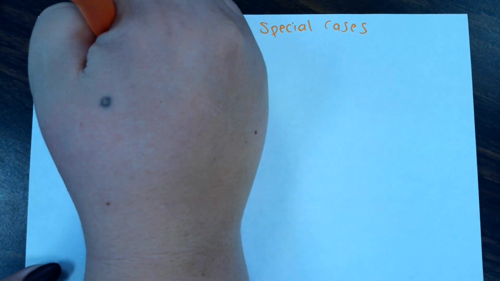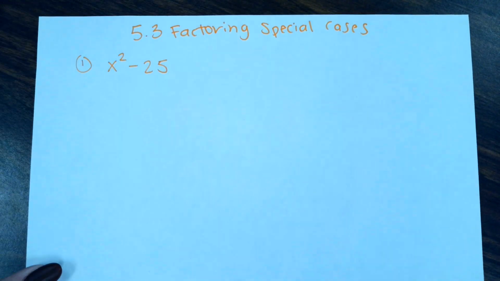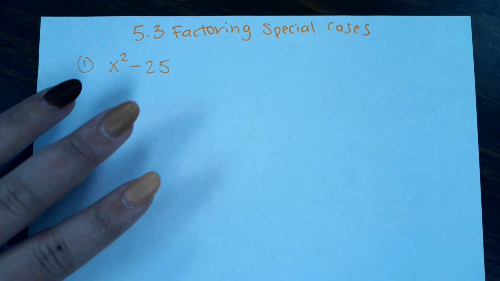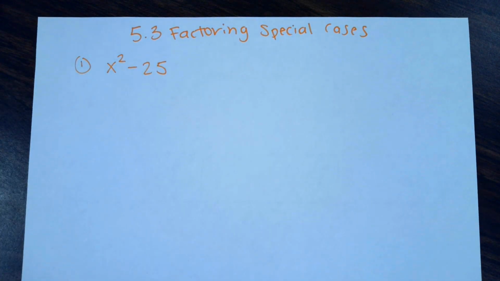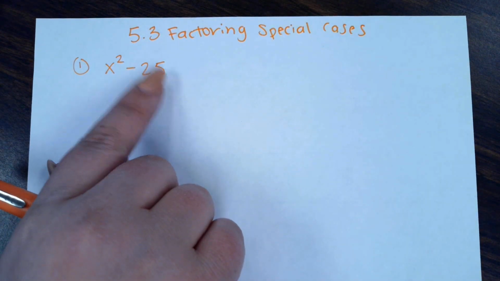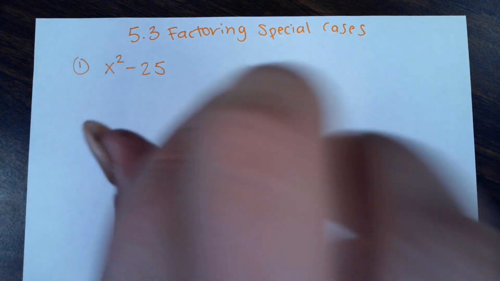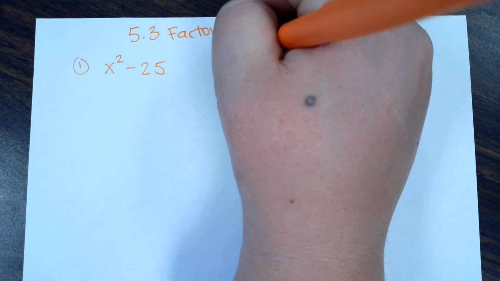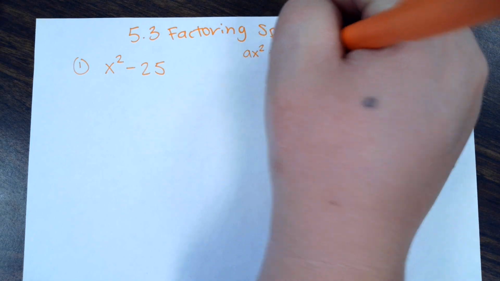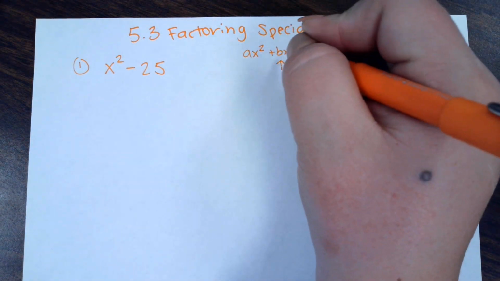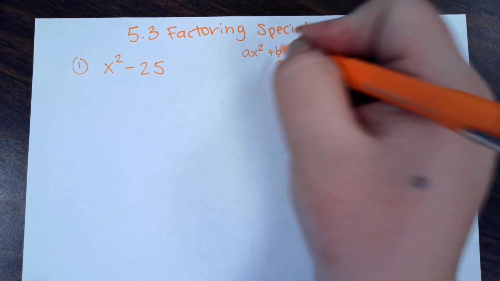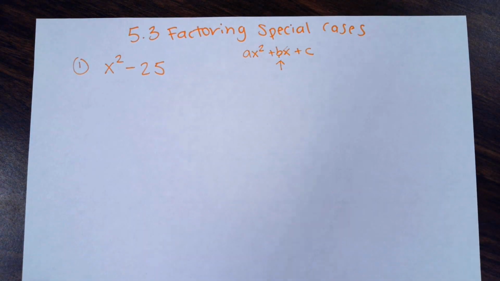So let's look at our first example. X squared minus 25. This looks a little different than our other things that we've been factoring, right? We've usually been factoring trinomials, so that's with 3 terms. Today, most of the things we're going to factor are 2 terms, so notice there's no x term. Standard form is ax squared plus bx plus c. So there's no b term. That means whatever our x values are, they canceled out, and we just have ax squared and c.